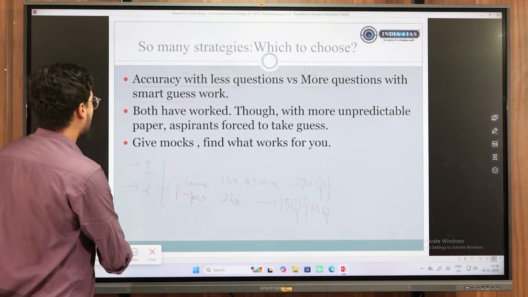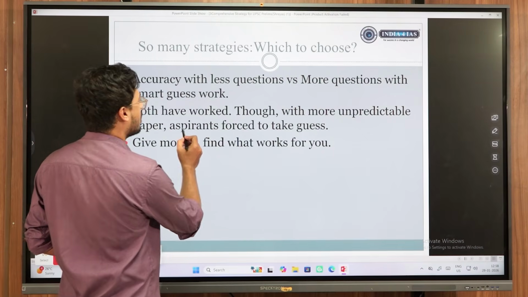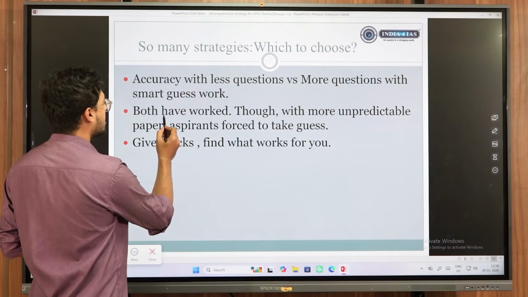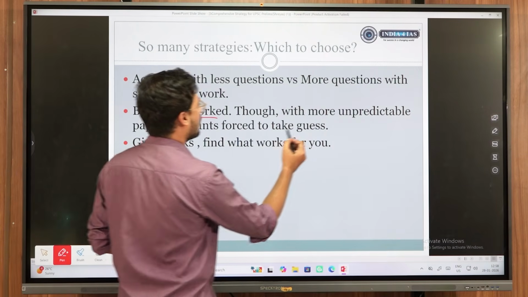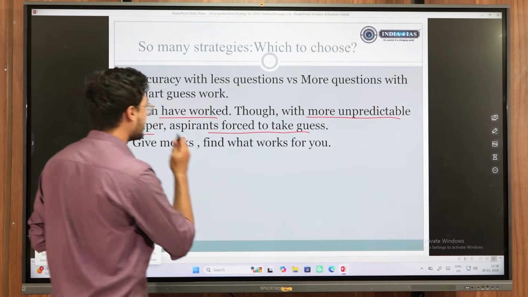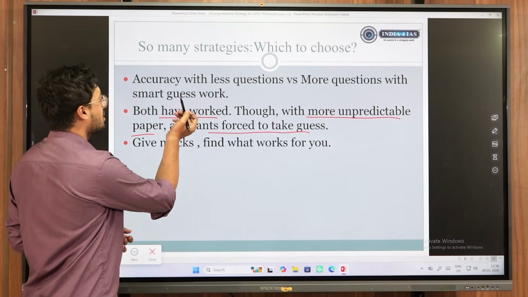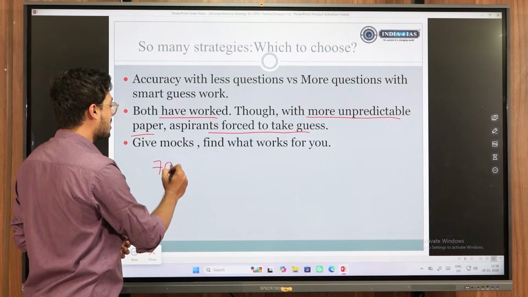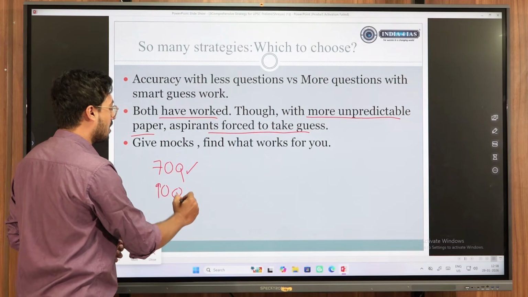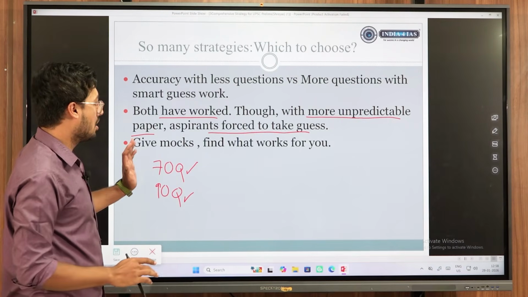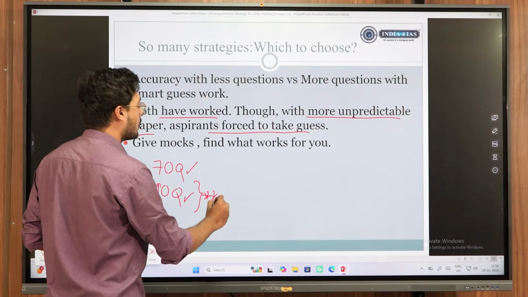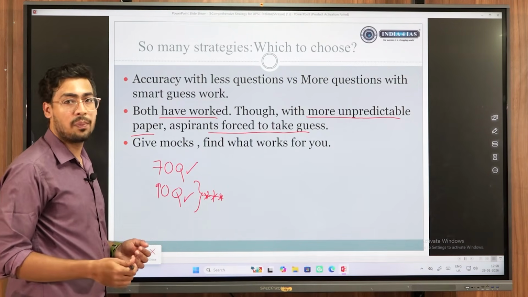Similarly, what has worked for a few may not work for others. So there are cases where both have worked, though with more unpredictable papers, aspirants are forced to take this. What do I mean by this? I am saying that both these strategies have worked. Aspirants with 70 questions have also cleared, and aspirants who attempt 90 questions have also cleared. So both the strategies are good, though these days there is a predominance of people who are attempting a larger number of questions. And why is this happening?